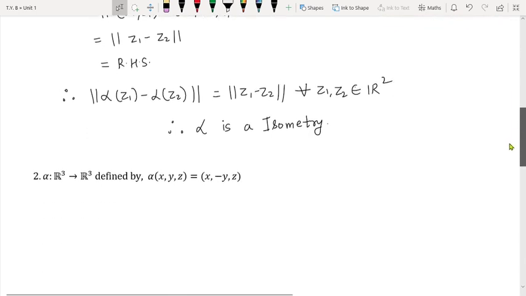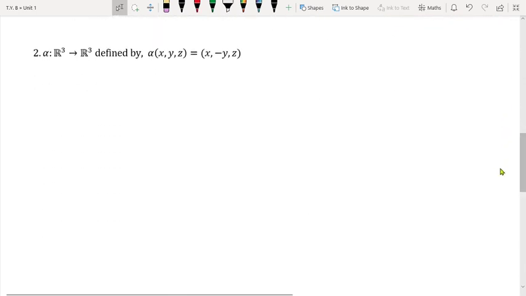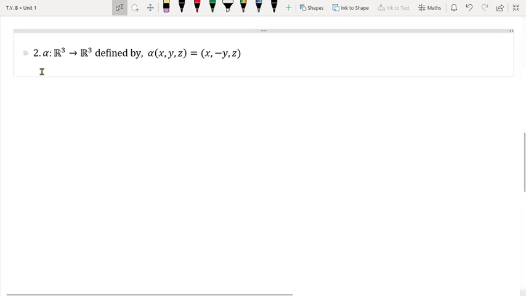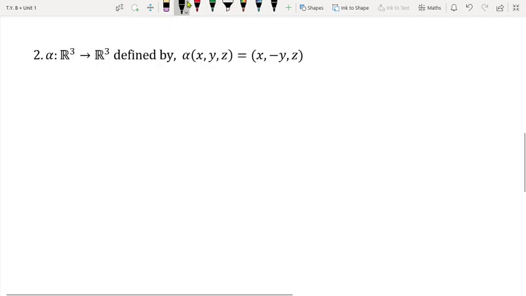So now let us try this method to prove this alpha is an isometry now. Okay, so I will increase the font. So I will say, let us take two elements first of all.